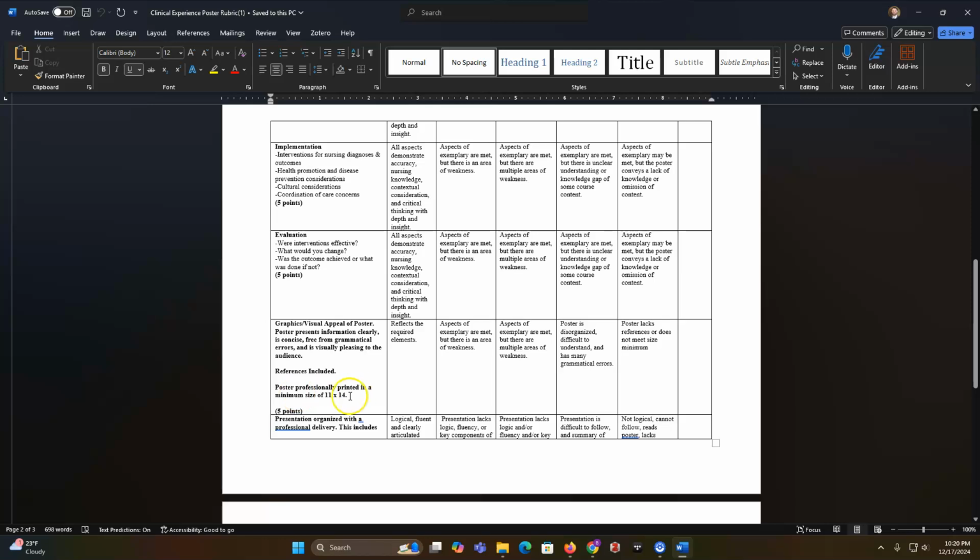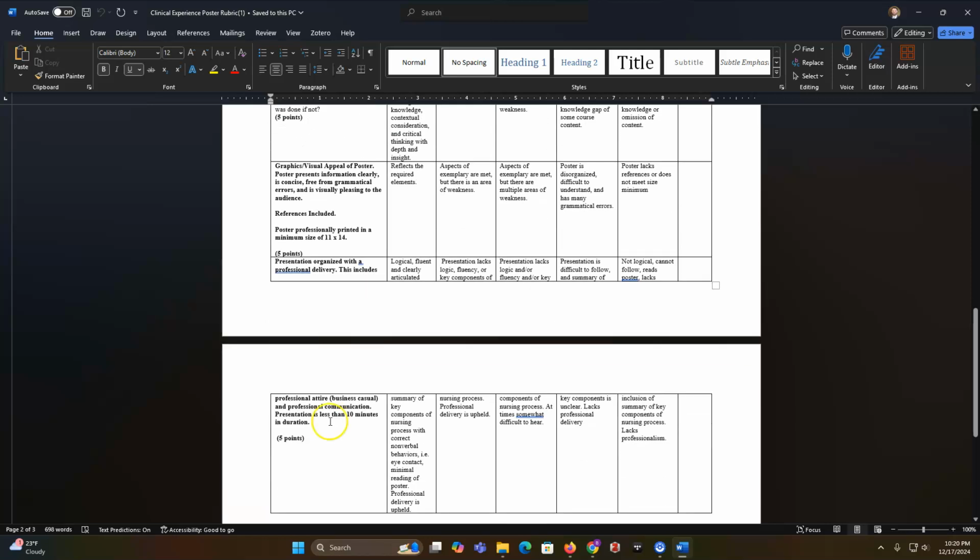And then this, don't have to worry about this because we'll print it out for you. Organize, have a professional delivery, so when you're recording this, you can choose how you want to record this. You can use the One Button Studio over in the library if you want, or any other modality that you wish, but you have to record this, and this is what we'll be grading your poster presentation on.